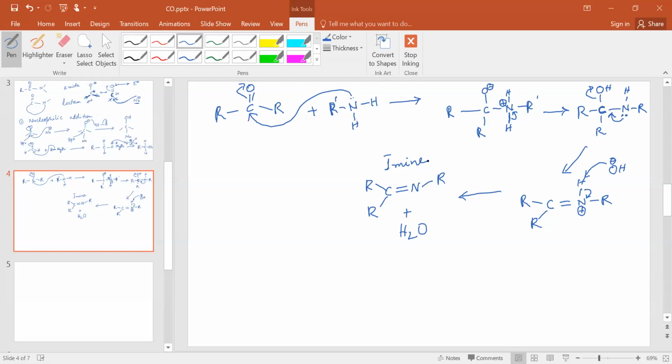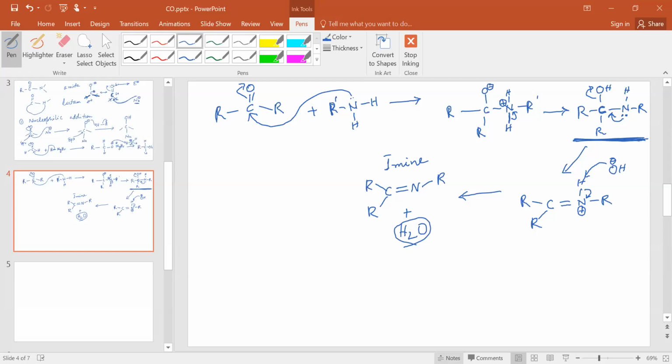See the difference between the Grignard reaction and this reaction. The Grignard reaction will stop here, after adding to the carbon and then taking a proton. But with nitrogen, it will go further to remove water from the system and produce an imine. Any questions?